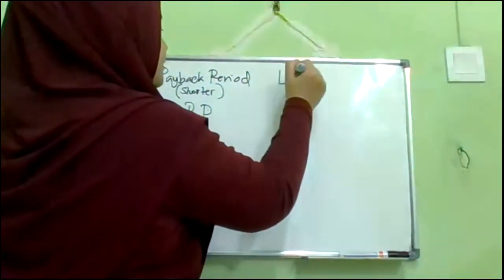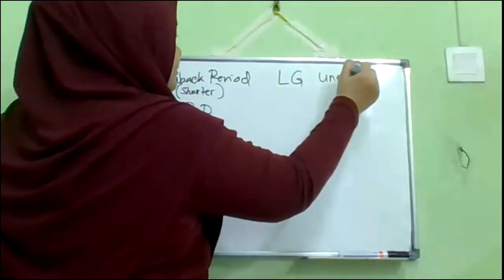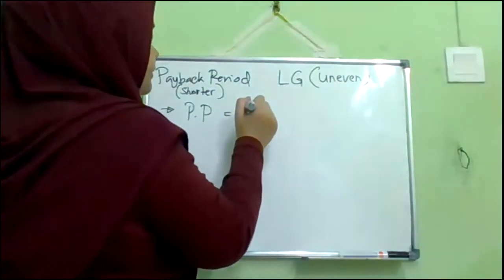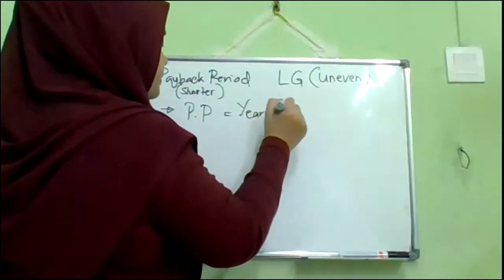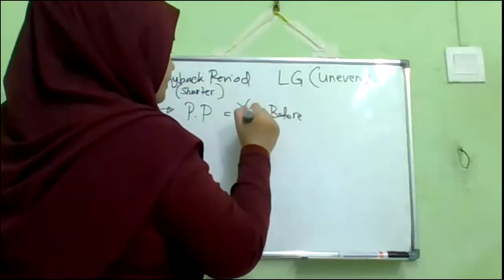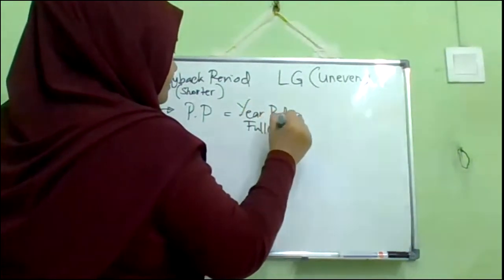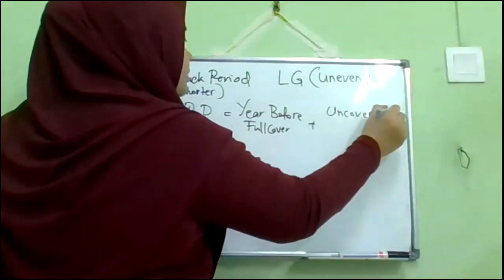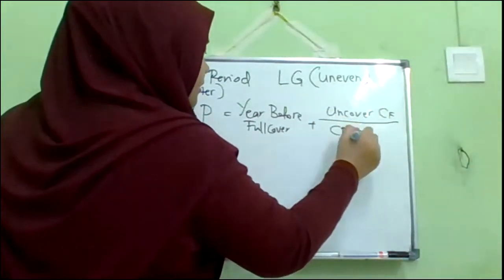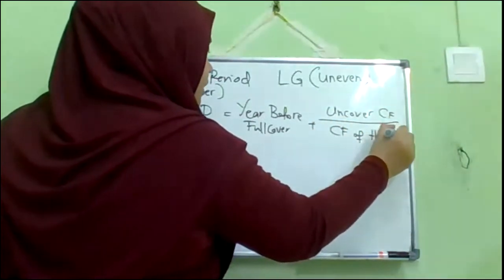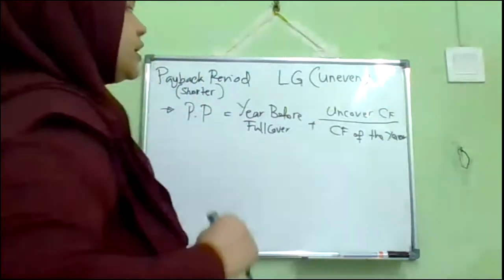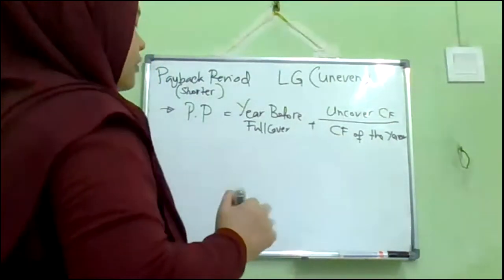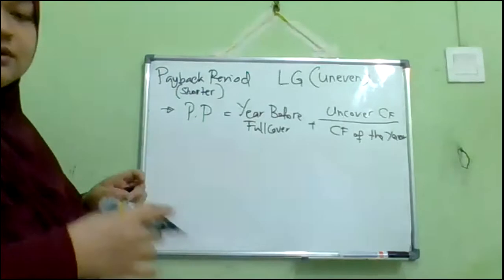Example for LG. So LG is uneven cash flow. The payback formula is year before full cover, plus uncovered cash flow, divided by cash flow of the year. So how you're going to decide which one is year before full cover, which one is uncovered cash flow, and which one is cash flow of the year? So you have to calculate one by one.